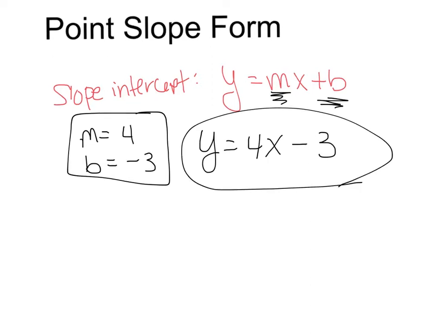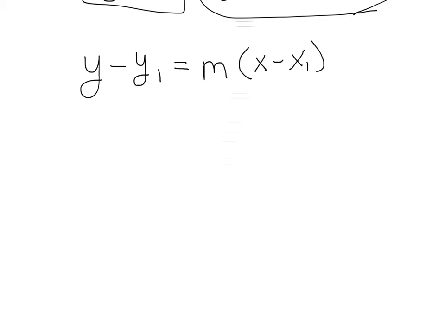Well, point-slope form is also just as simple once you've memorized the equation. So the equation goes like this: y minus y1 equals m times x minus x1. And this is something you definitely should have in your notes. Once you've memorized this formula, writing a linear equation is pretty simple.